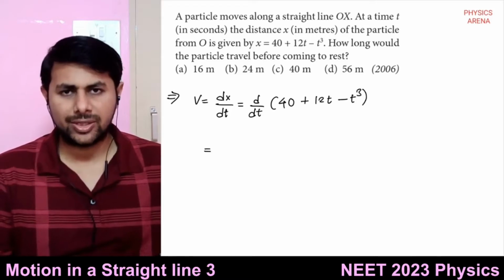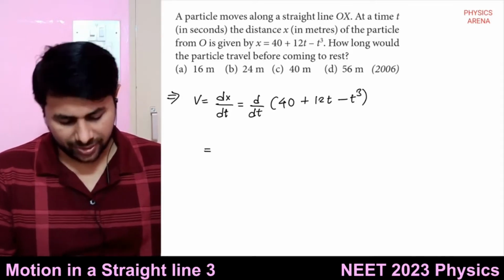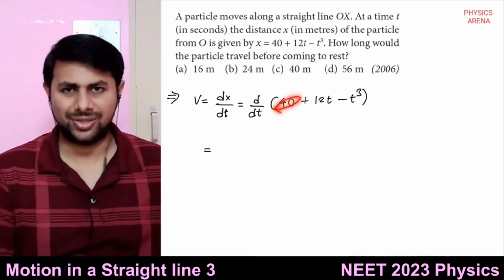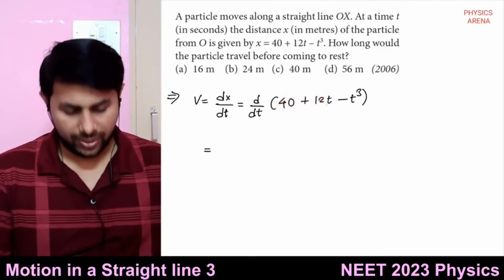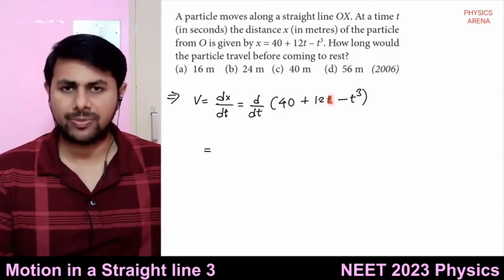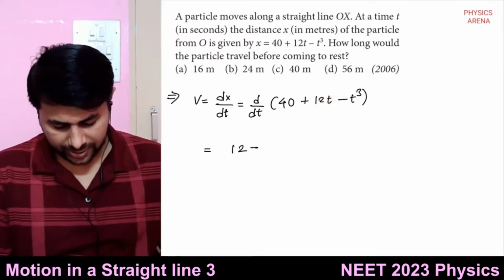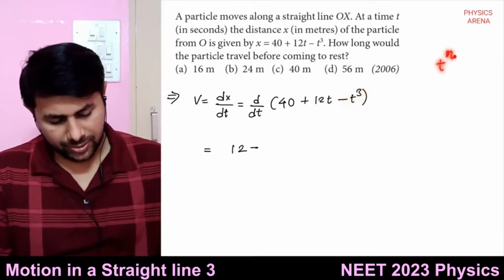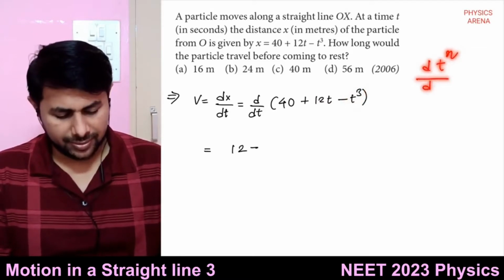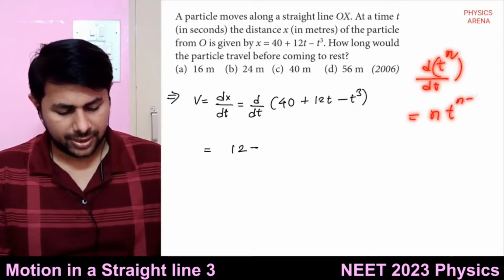derivative of 40 with respect to t, which is 0, right? The derivative of a constant is 0. A constant does not change with respect to time. Then 12 you can take out. Then you have the derivative of t with respect to t, which is 1. So it's 12 minus the derivative of t cube. So we have this formula, t raised to n, the derivative of that with respect to t is n t raised to n minus 1.